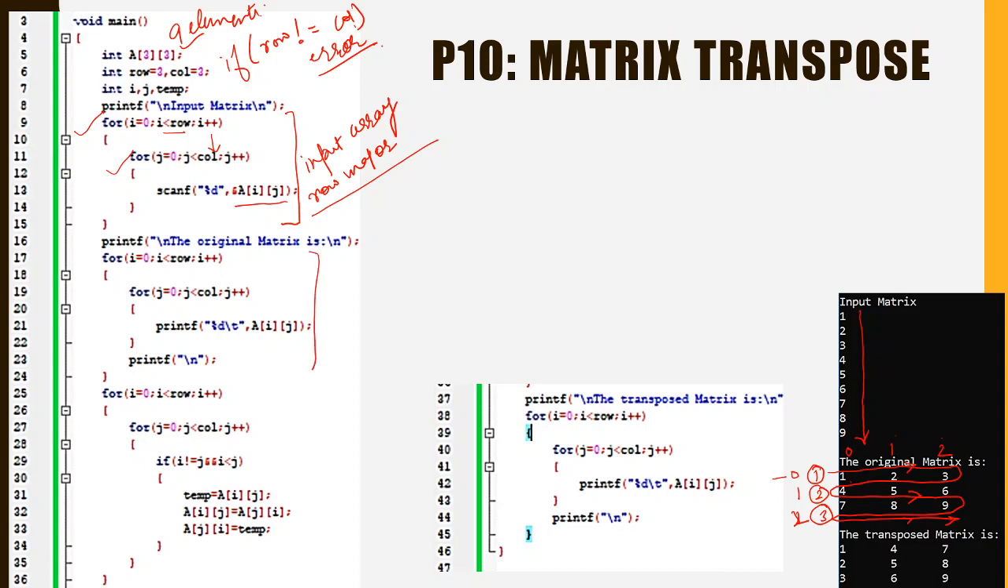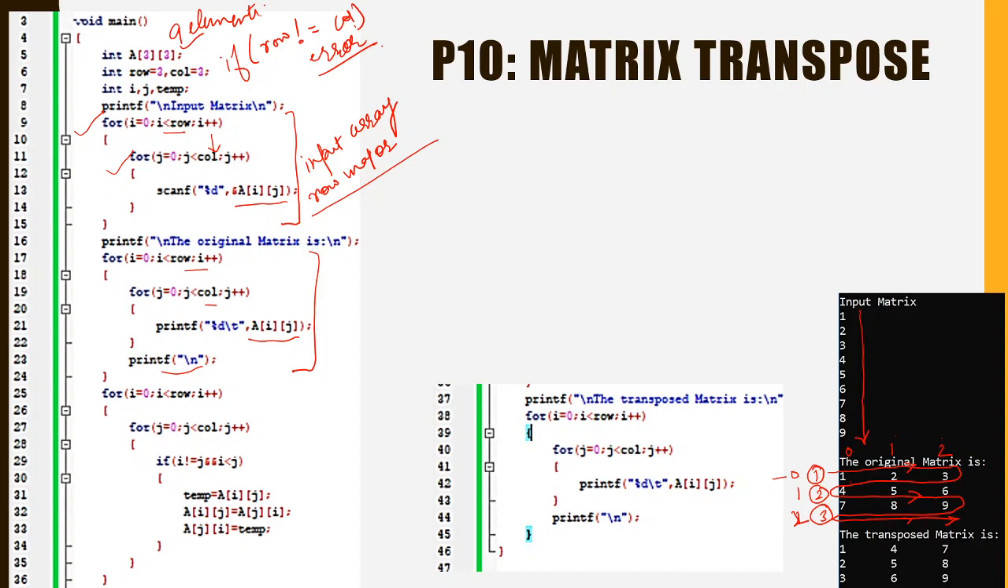Now this input matrix is printed with the help of the same syntax, that is, aij is printed, and we have printed it in row major form. And after every row, we have used a new line operator to change the row.